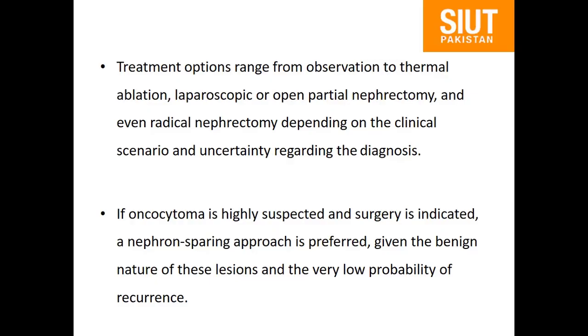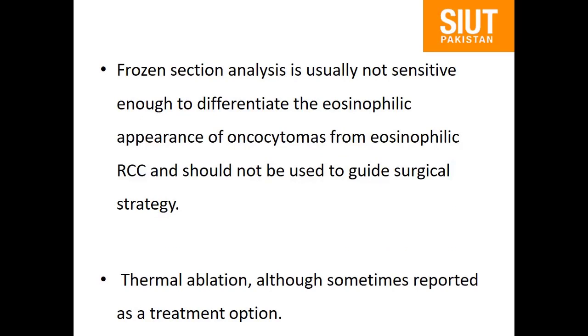Okay, treatment options range from observation to thermal ablation, laparoscopic or open partial nephrectomy, and even radical nephrectomy, depending on the clinical scenario. If oncocytoma is highly suspected and surgery is indicated, a nephron-sparing approach is preferred given the benign nature of these lesions and the very low probability of recurrence. Frozen section is usually not recommended because it is not sensitive enough to differentiate the eosinophilic appearance of oncocytoma from that of RCC. So thermal ablation could be an option in these cases.